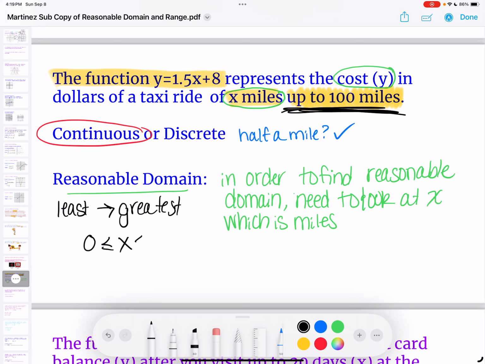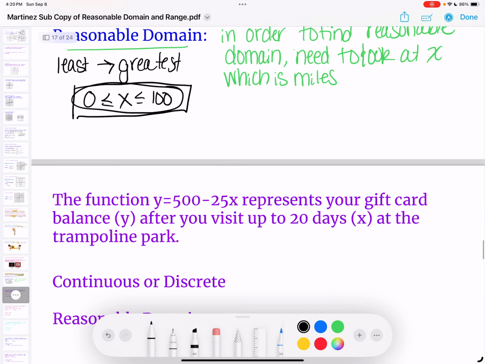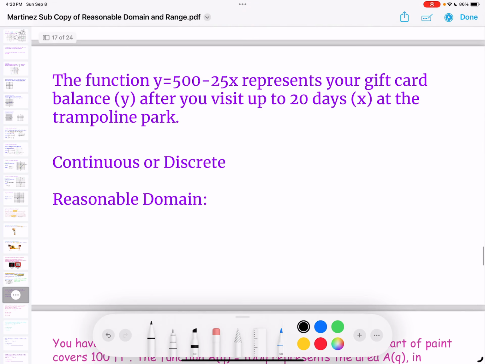Okay, so this problem says the function y equals 500 minus 25x represents your gift card balance y after you visit up to 20 days x at the trampoline park. So the first thing we want to do is determine whether or not this function is continuous or discrete. So it's saying 20 days. So usually whenever you go to a park like this, they don't care if you show up for 1 hour, 6 hours, the whole day. You're usually paid for the day.